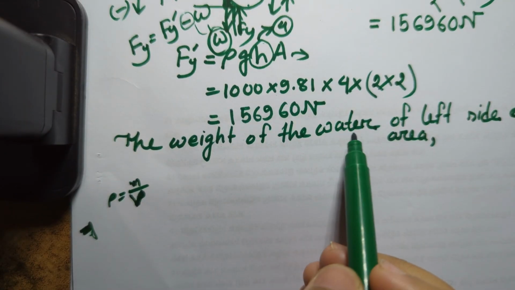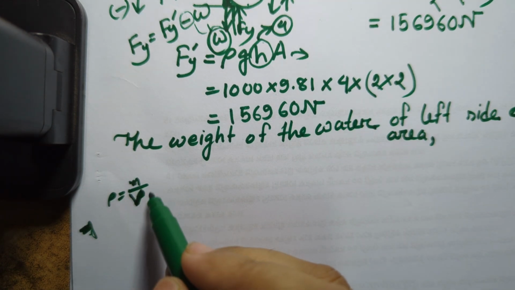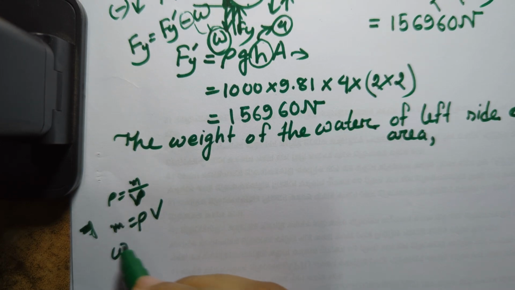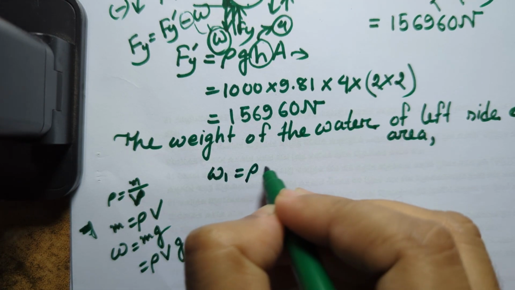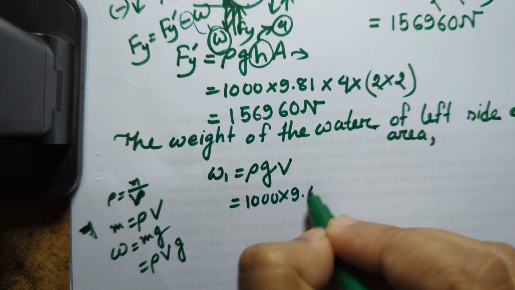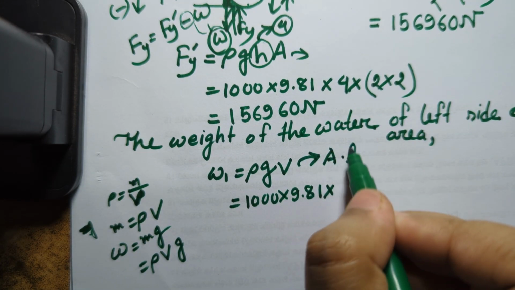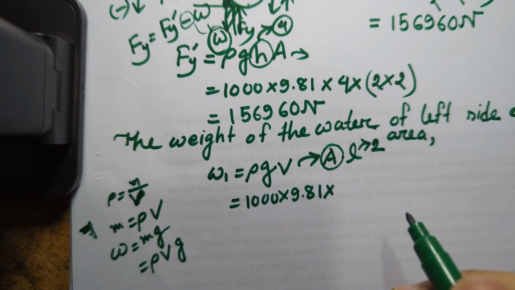So for the weight of the water on the left side area, we know that rho equals m by v, then m equals rho v, so weight equals mg equals rho vg. So the weight will be W1 equals rho g v. This will be 1000 into 9.81. Now what is the v? V is the area into length. We know that length is 2 meter, but what is the area?